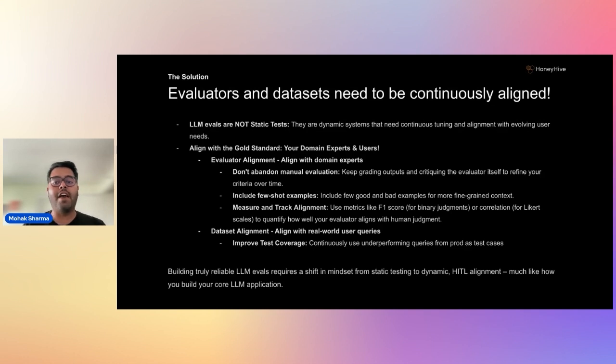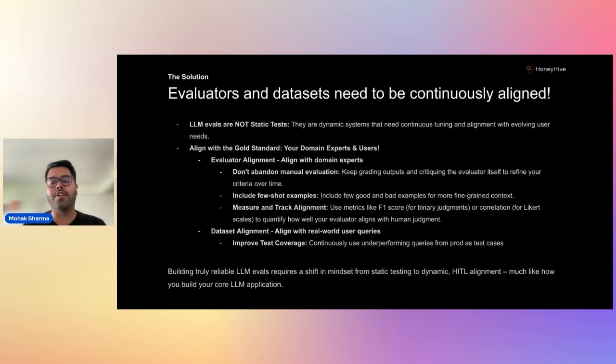So you can use metrics like F1 score if you're capturing binary judgments like true or false. Or you can use Pearson-Spearman correlation if you're capturing things like, on a scale of 1 to 5, how hallucinatory is the output. And this will help you quantify how well your evaluator is actually aligning with human judgments over time.